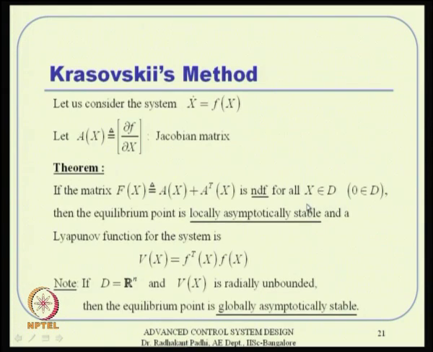So, what it tells you is, given a system dynamics, you just try out simply evaluating A and then big F, which is A plus A transpose, and then make sure that this big F of x matrix is a negative definite matrix. We have seen some examples also.